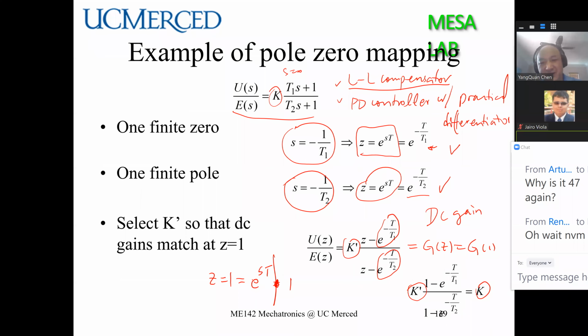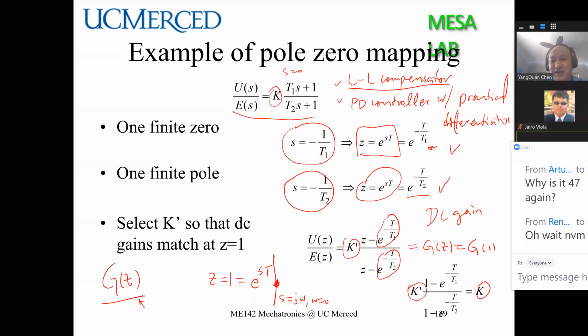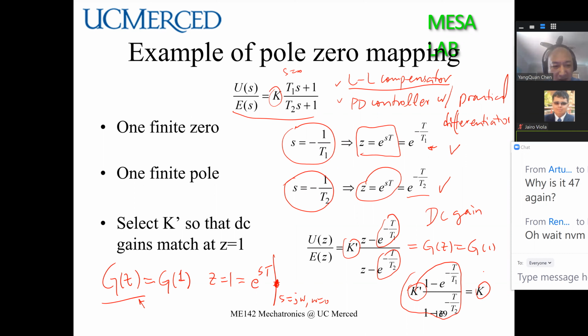When you write S is j omega, omega is 0. So Z is 1. If I give you a G(z) expression and ask you, hey, what is the DC gain of G(z)? What should you do? Put Z is 1. Then you can see this equation. You know the K, you know the T, you know T1, T2, then you can solve for K prime. You put the K prime in here, and you guarantee that the DC gain didn't change, right?